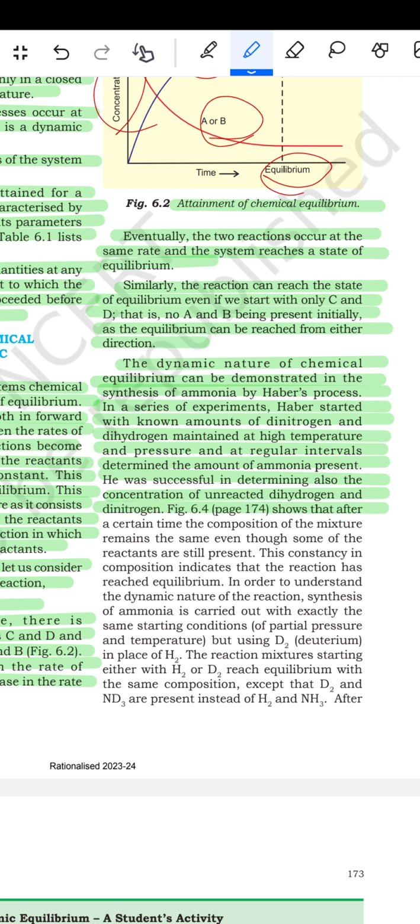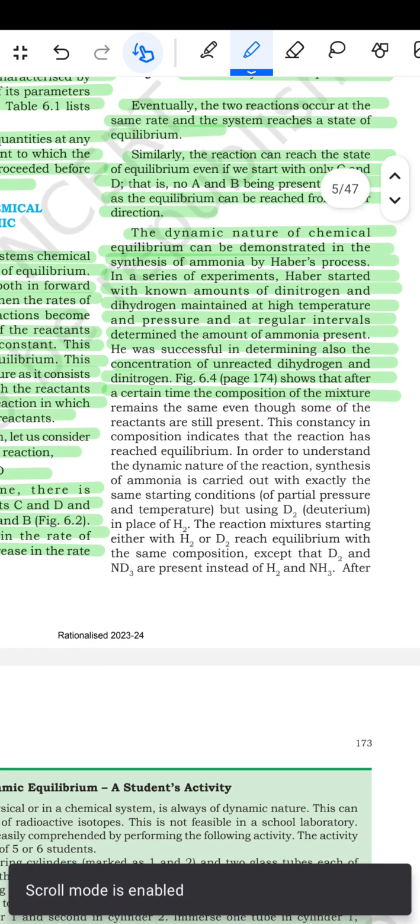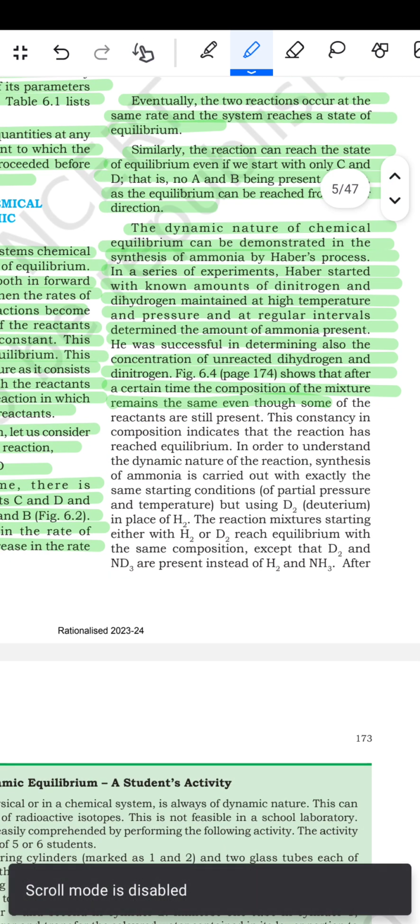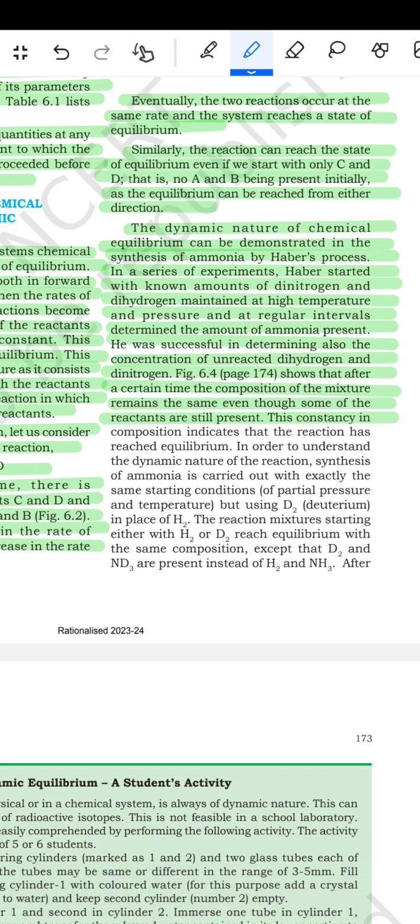Figure 6.4 shows that after a certain time the composition of the mixture remains the same even though some of the reactants are still present. This constancy in the composition indicates that the reaction has reached equilibrium.